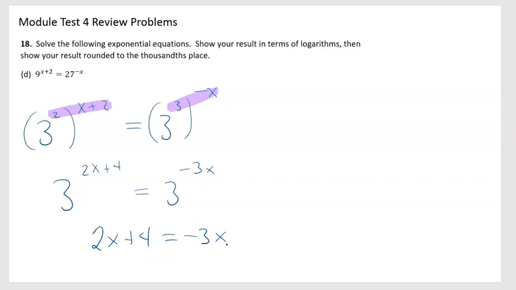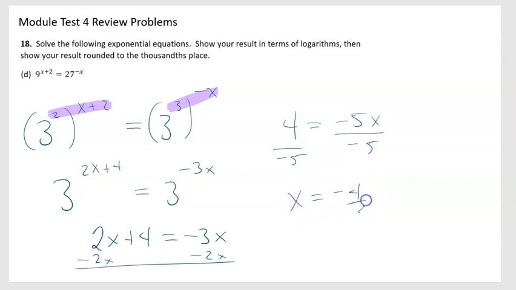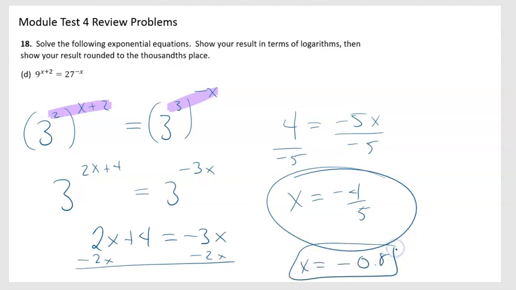Solving for x, so let's get all our x's on the same side. I could just subtract 2x over here. I could add 3x and divide by 4 and make it a two-step problem. Let's just subtract 2x. So that gives me 4 is still on the left, negative 5x is on the right. I divide both sides by negative 5, and I get x is negative 4/5. Now I did say that you should round to the thousandths place, although a fraction in lowest terms is perfectly appropriate, but also you could write that as negative 0.8. No need to round to the thousandths place.